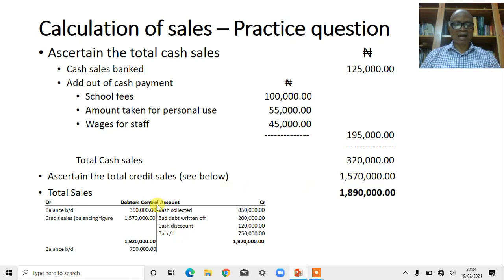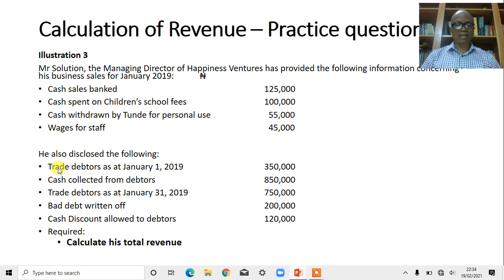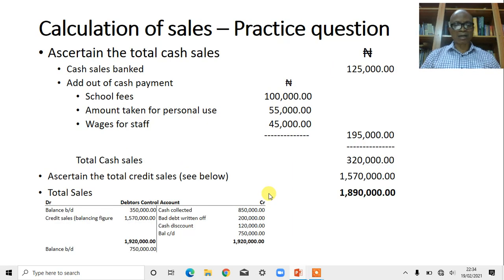I see below. Let's look at the accounts that have been prepared for the purpose of determining the credit sales. Now we have to cast our mind back to our control account, or total debtors account. Okay, a control account. So we're looking at the debtors aspect right now. Now, in this particular case, there was a balance brought down figure. Okay, that's the opening balance at the beginning. Remember, this is what we did initially. The question: total trade debtors as at January 1, 350,000. Cash collection 850. Total debtors at the end of the month 750. So let's go back and see our solution here.